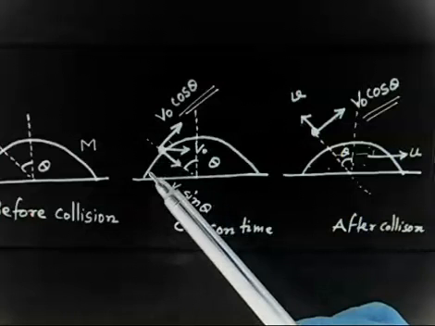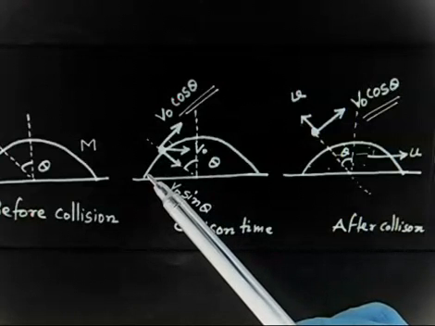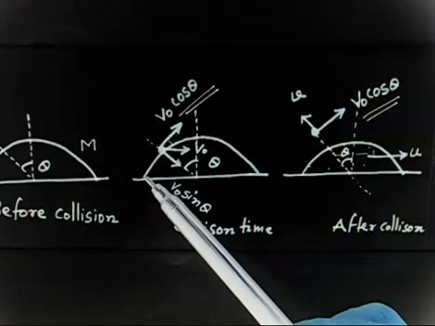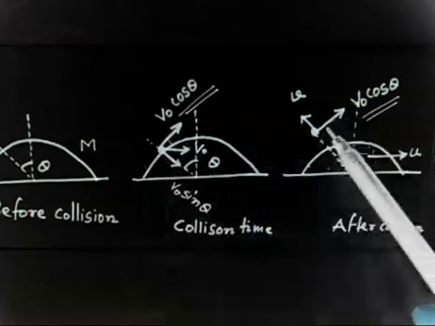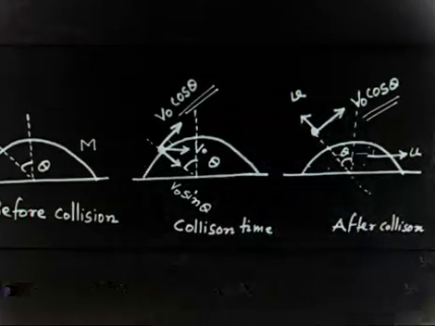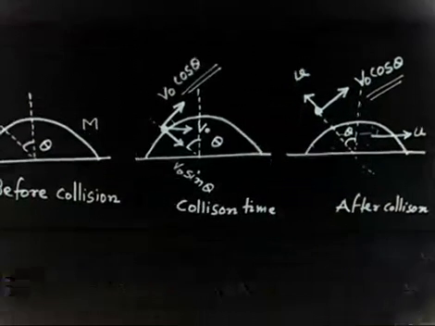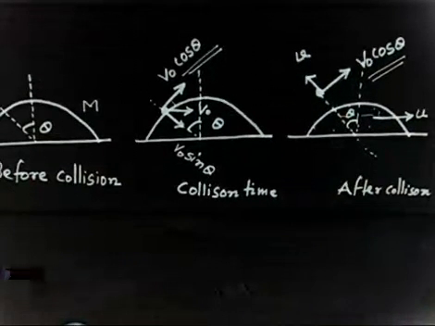If there is no force in the tangential direction, there will be no change in the velocity in the tangential direction, because to change the velocity I need force, but there is no force. That's why in the tangential direction the velocity remains constant, that is v naught cos theta. Are you getting it?